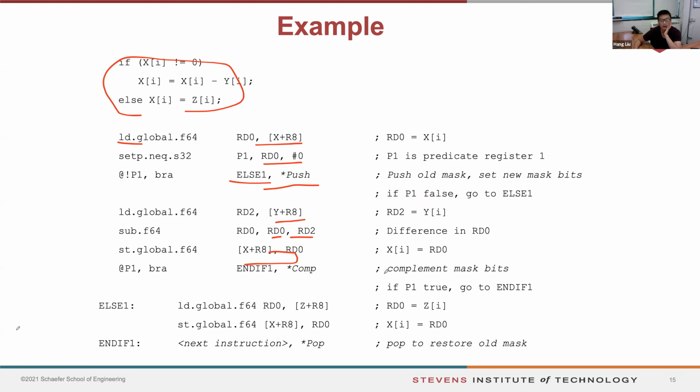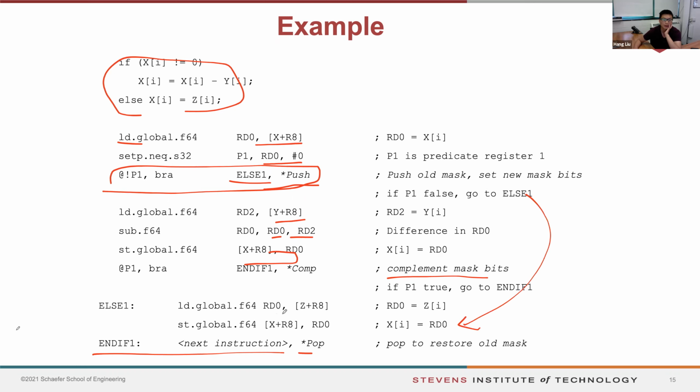Then we complement the mask bits. If P1 is true, we go to end, which means the next branch. So you can see here this is the branch divergence. We push the old mask and set new mask bits. If P1 is false, we go to this branch, where we load the value of z[i] and set x[i] equal to z[i], which means we store z[i]'s value to x[i]'s address.